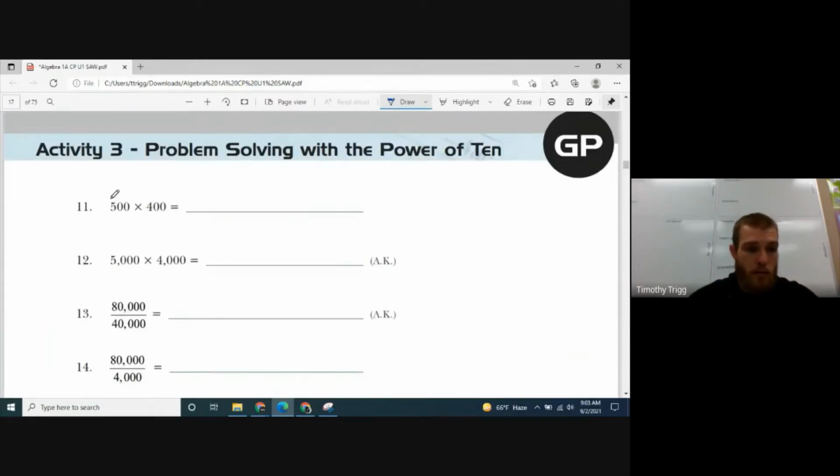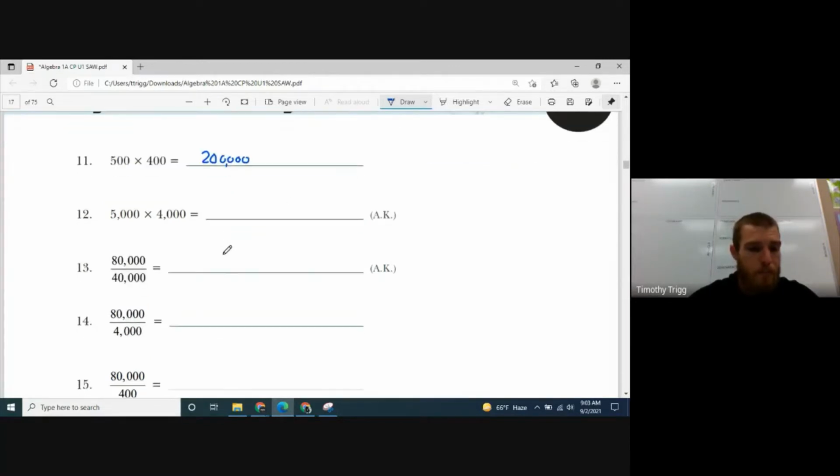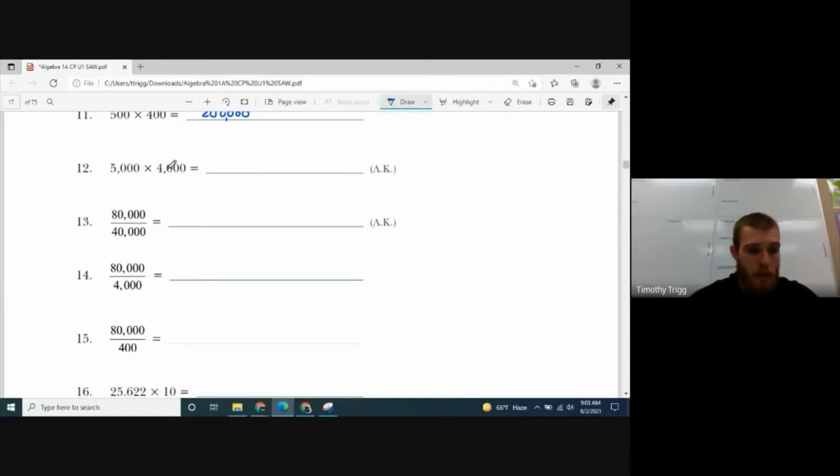Similarly, this one, 5 times 4, that's 20. And then how many zeros do you suppose we're going to put at the end of that? Well, 4 more. 1, 2, 3, 4 more. So 200,000 is this answer. Okay, see if you can do number 12 on your own.